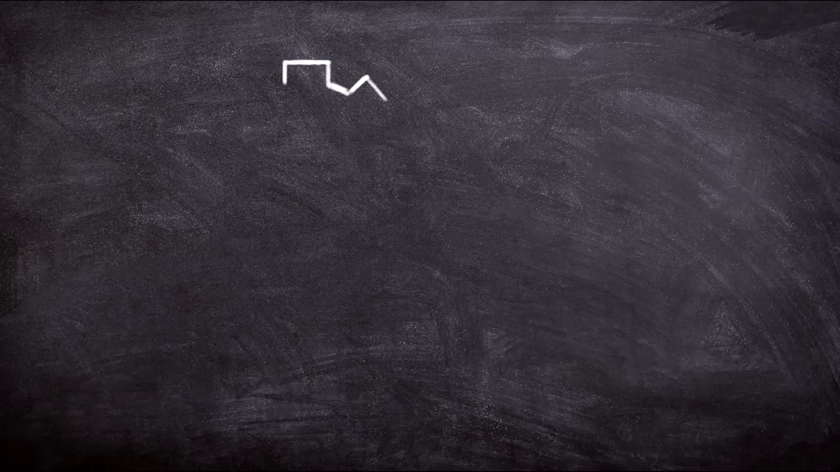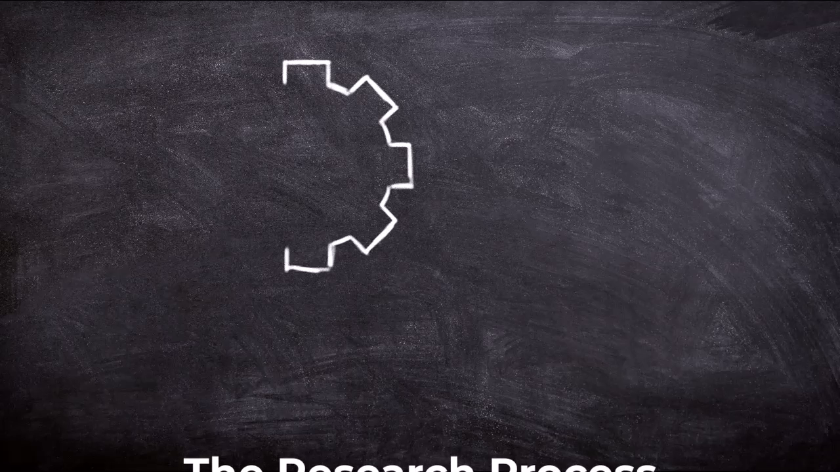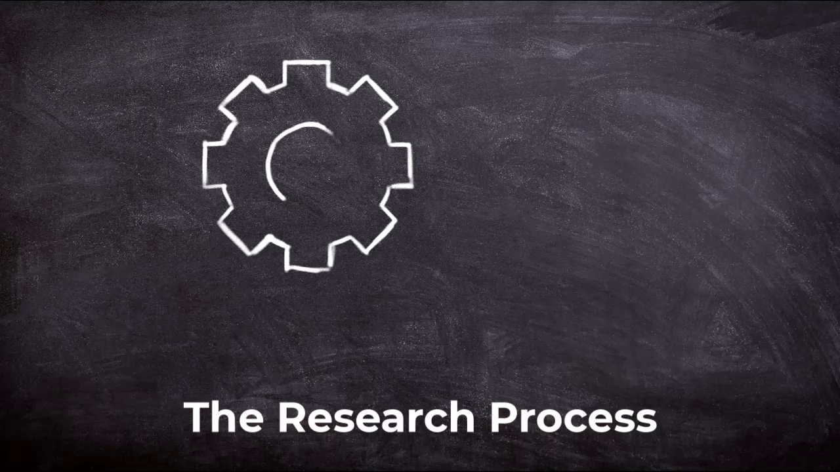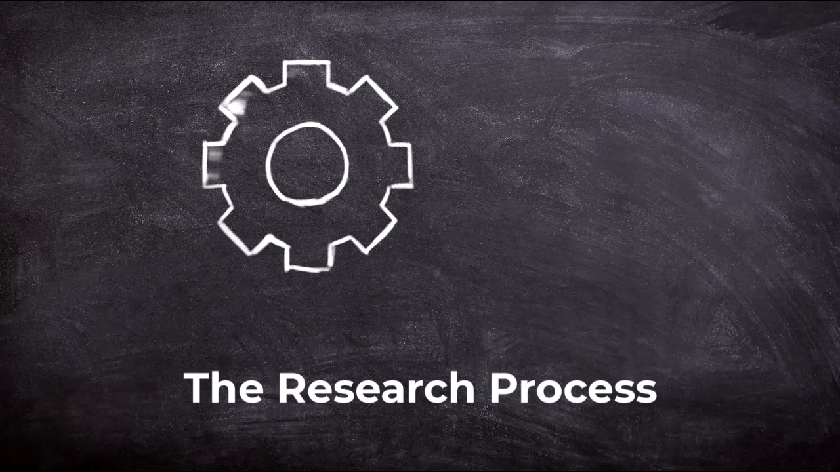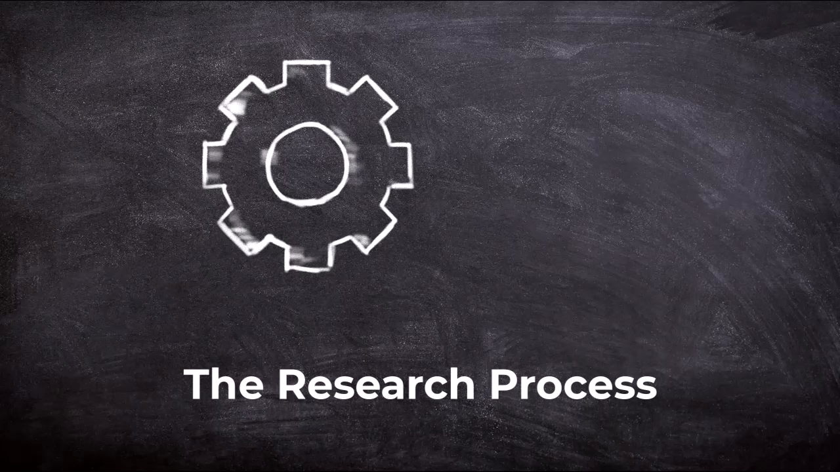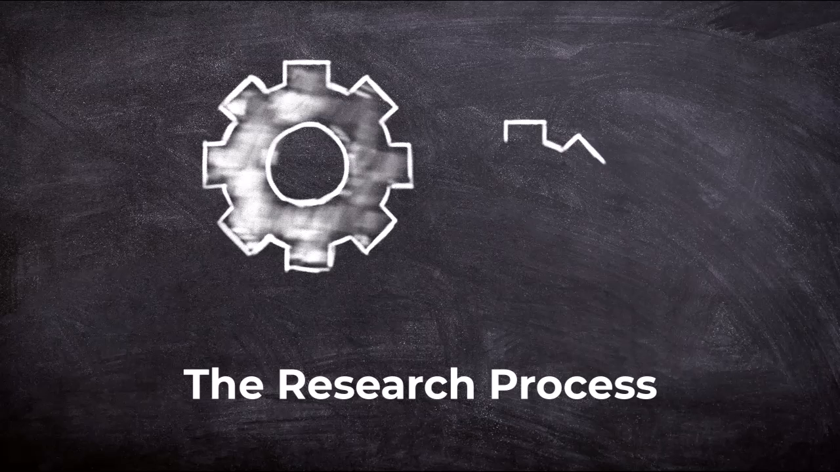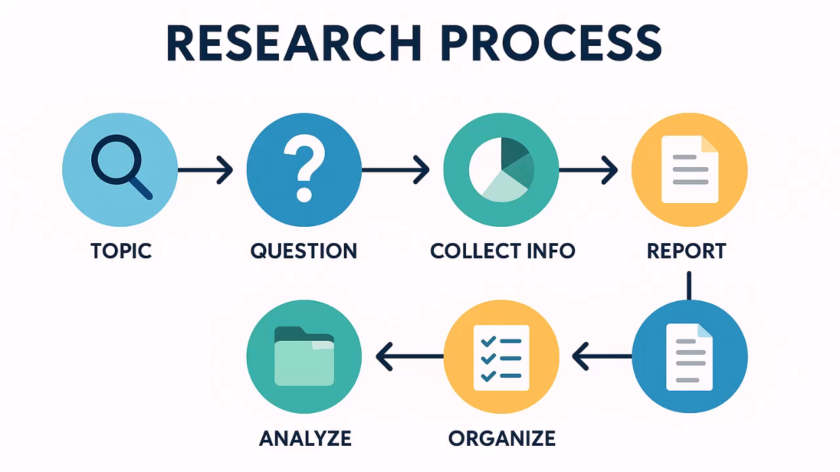First, let's get clear. What is the research process? In simple words, it's a series of steps you follow to find answers, analyze information, and come to reliable conclusions. Instead of randomly Googling stuff, you have a clear plan. Most research processes have 5 to 7 core stages, so let's break them down and see where AI fits in.